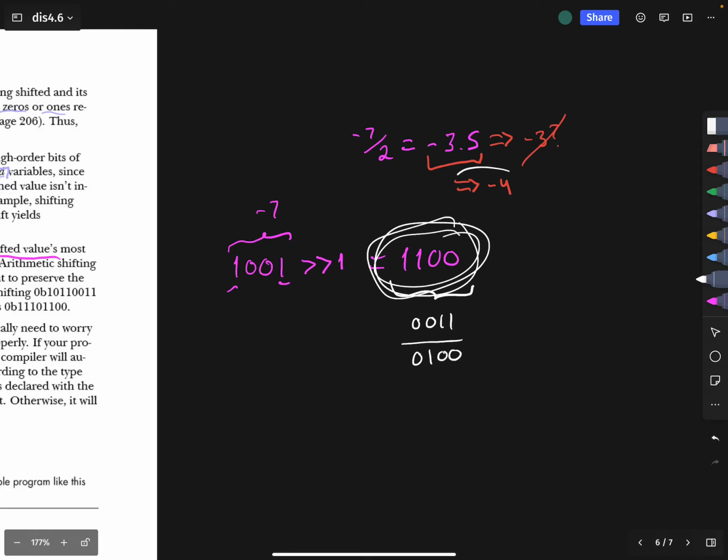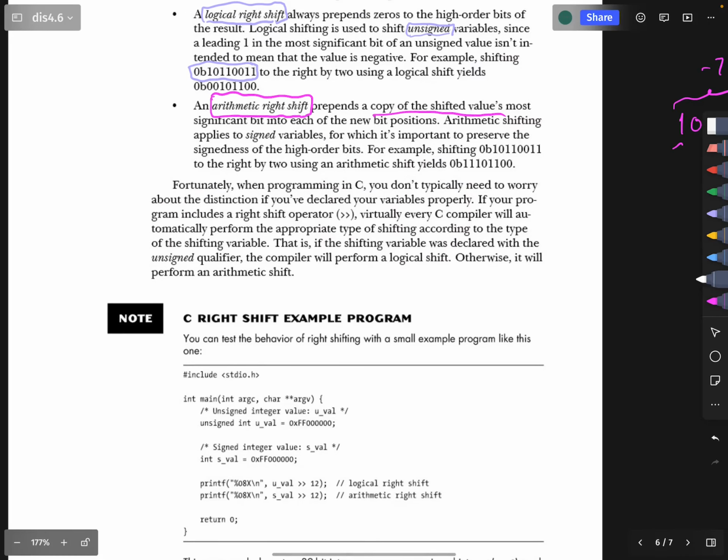So there we go. Okay, that is the left shift, logical right shift, and arithmetic right shift.